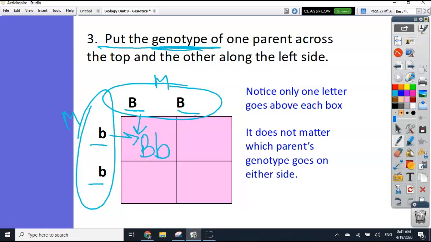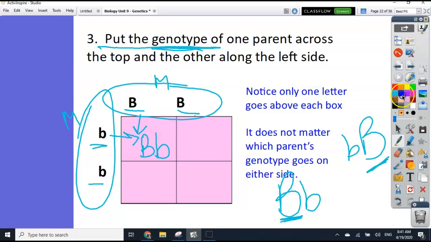You might ask, well, why didn't I write the little b first? Well, typically in science, we always write the capital letter first. Does it matter if you write little b, big B? Nope, still means the same thing. It doesn't matter what order the genes are in. The dominant one's always going to win, so it doesn't really matter.